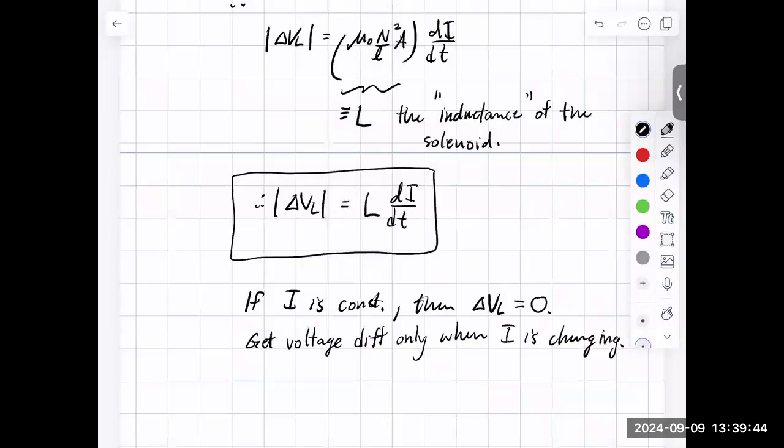Okay, so we could have I change in a couple different ways. You know that if you charge or discharge a capacitor, you get these exponential changes in voltage. The capacitor discharges exponentially through a resistor. We could have a similar sort of situation with our inductor. We could have currents that change exponentially. That's absolutely true, and in that case, you get these voltage differences.